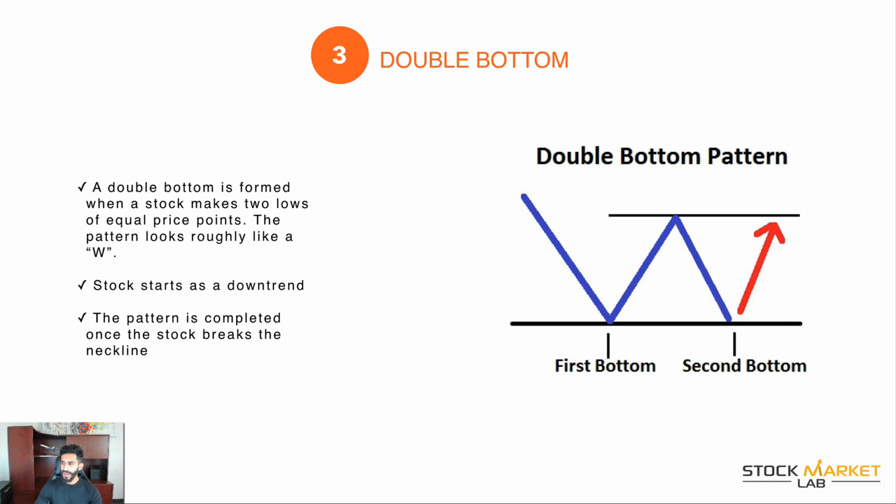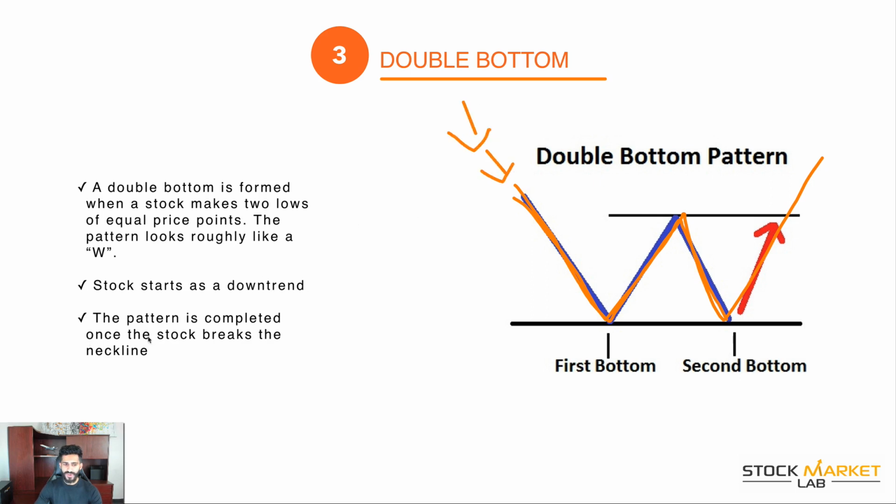Next, let's go over the bottom patterns. First, we have a double bottom. A double bottom is formed when the stock makes two lows. First low, second low. The pattern looks roughly like a W. You can see, it looks kind of like a W, right? The stock starts in a downtrend. It's going down in a downtrend, right?